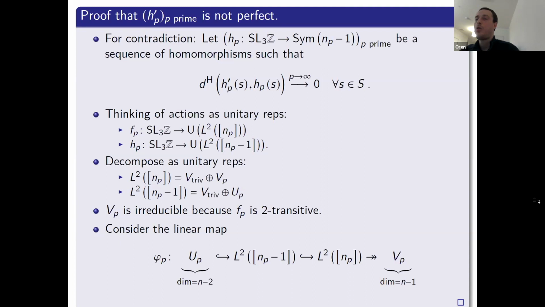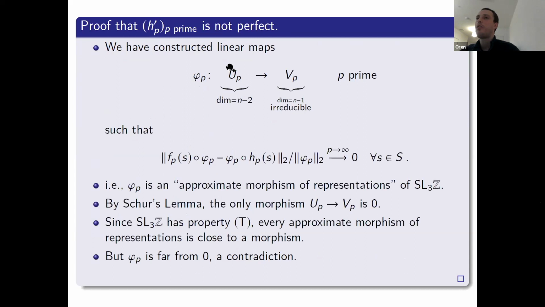So overall, from all that we did, we constructed linear maps from those U_P of dimension n minus two to those V_P of dimension n minus one, which are irreducible. And we did so for each prime number. And the thing is that this follows from the constructions: while these phi P are not intertwiners, they are not morphisms of representations, they are asymptotically intertwiners, which means that, if they were really morphisms of representations, then phi P and then F_P of some generator would be equal to doing H_P of some generator and then phi P, by definition of a morphism of representations.